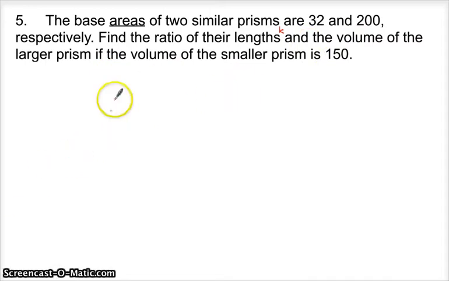Okay, let's get some similar prisms up here. Now, I don't know what shape these prisms are. They might be pentagons. Of course, I had to make my life hard. Let's just pretend these are pentagons. We have pentagonal prisms. We have a small one, and we have a big one.